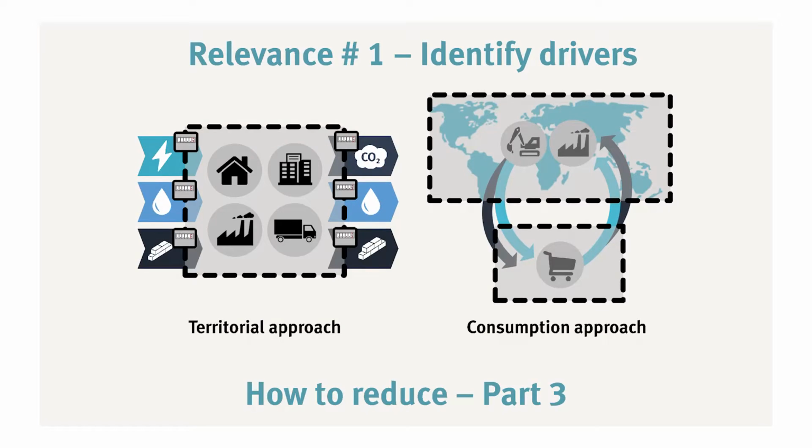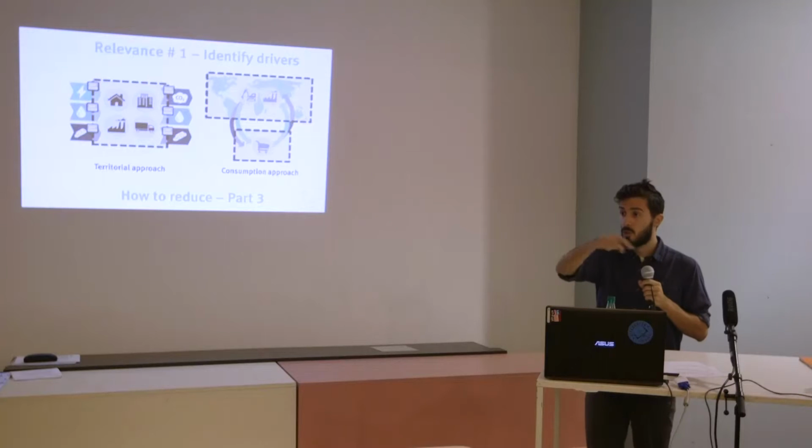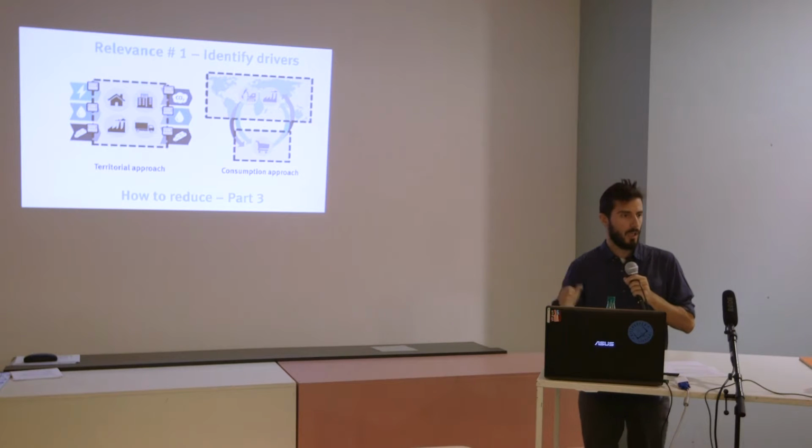Now, how to reduce, part 3? These are the different types of assessment that you can do. There are 2 types of assessment. They're called the territorial approach and the consumption approach. The territorial approach is what I did so far. What I showed you so far is you draw a line and you measure whatever comes in, whatever goes out. You put meters in each of the flows, and you just measure. That's most of urban metabolism studies.